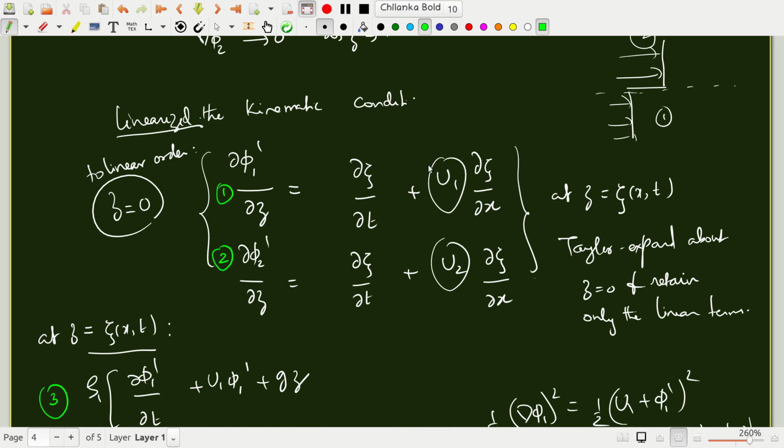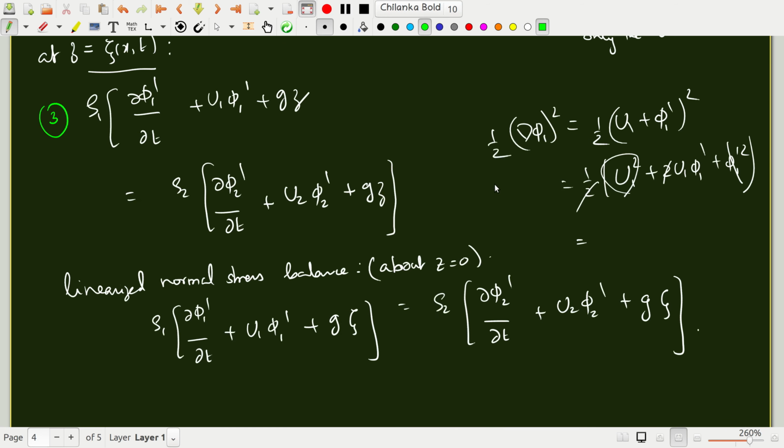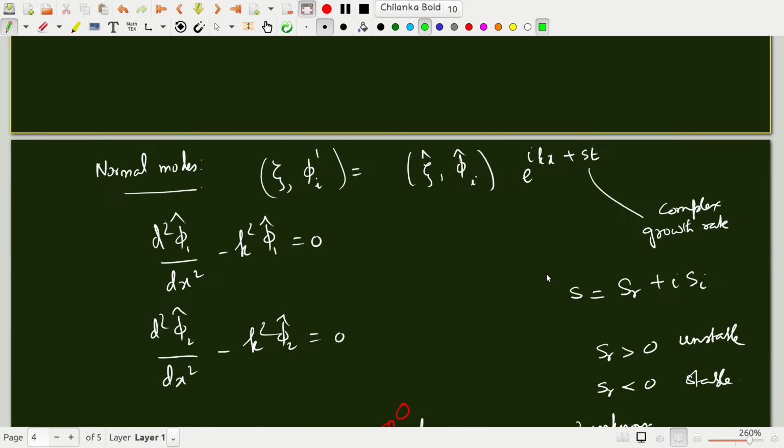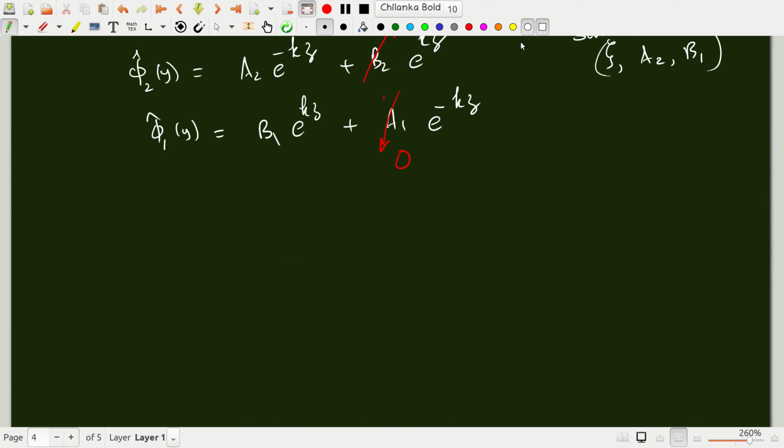Note that in the velocity, the kinematic conditions, these velocities are different because they are on two sides of the vortex sheet, they cannot have the same value. And likewise, even in the pressure continuity, you will see that there is a difference in the velocities. And this is precisely the reason for this instability. Okay? Now, let's write down the velocity continuity.